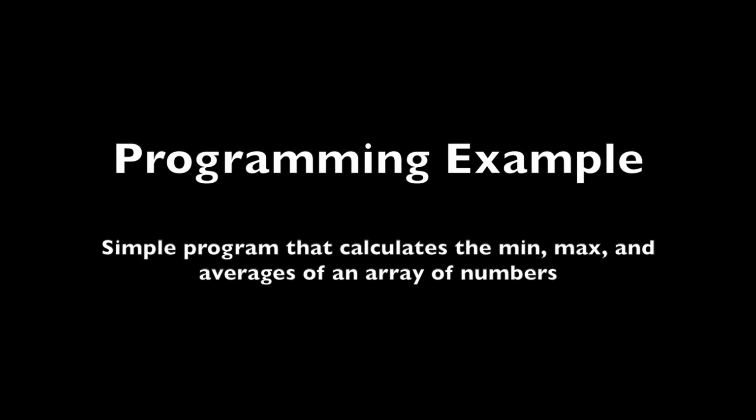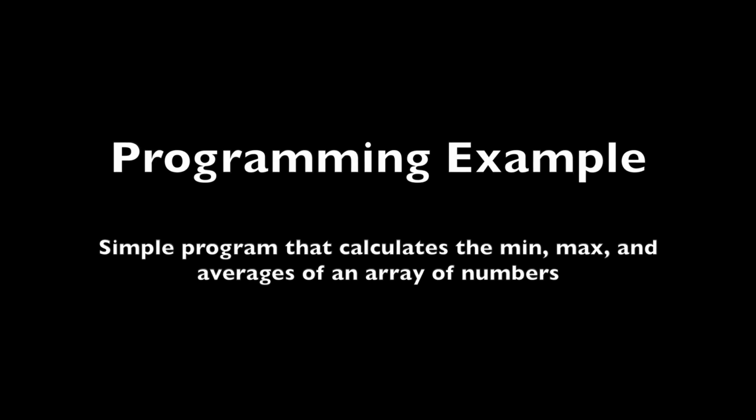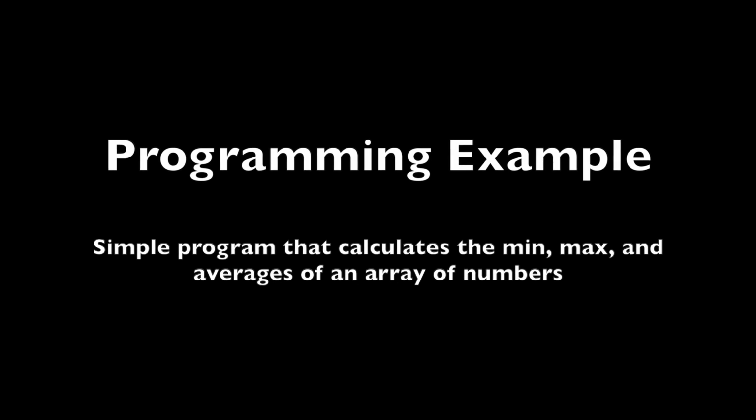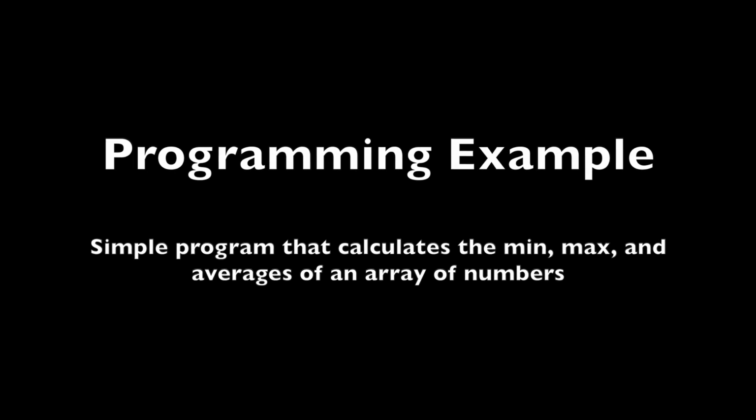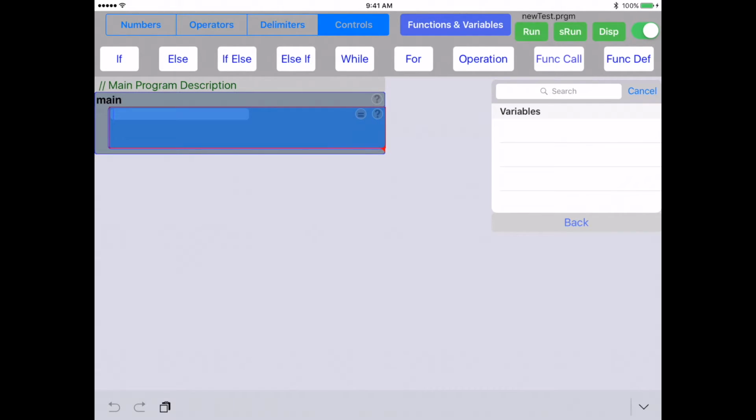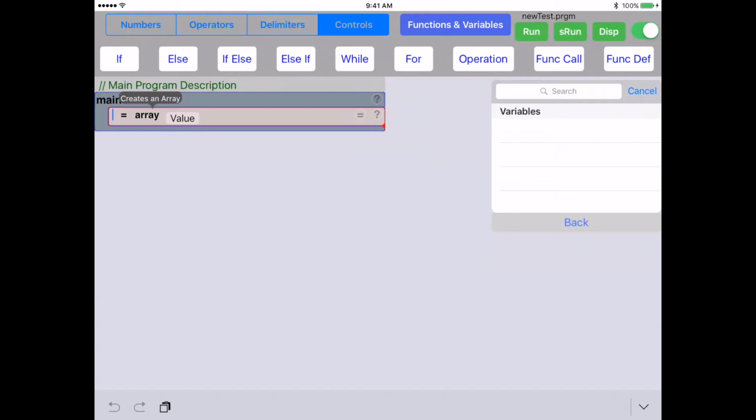Let's see how easy it is to write a program using Programa. Let's write a program that computes the maximum, minimum, and average of a list of numbers. Here, we have the main function that will describe our program. First, let's define our list of numbers. For this, we make a function call and specify the word array. The predefined array function shows up with the entries. We fill up the array with numbers, and we name it numbers.